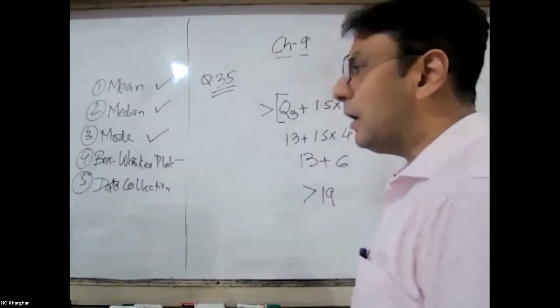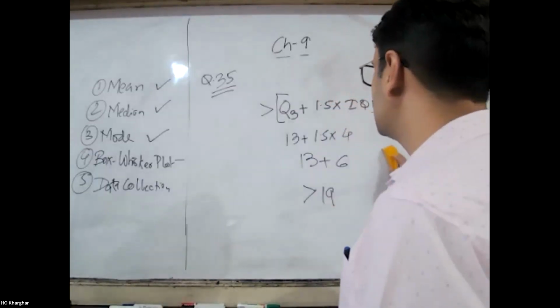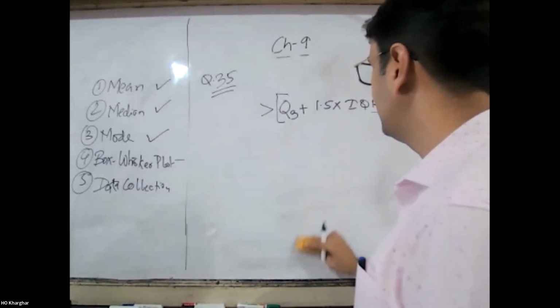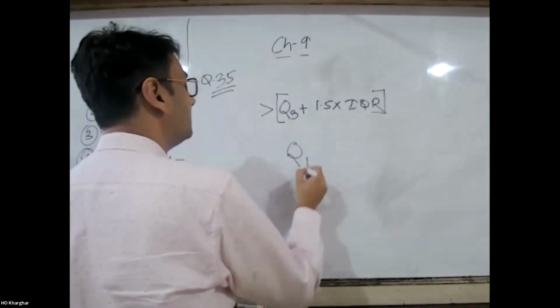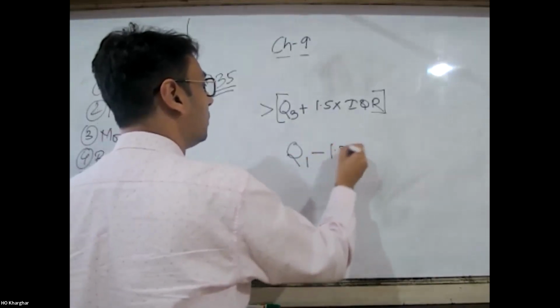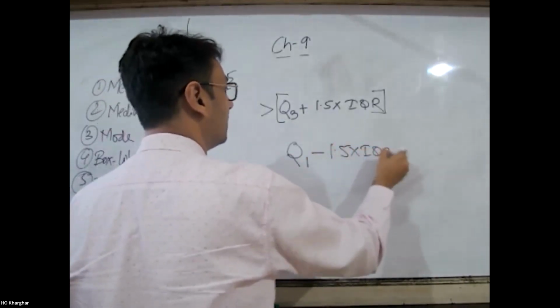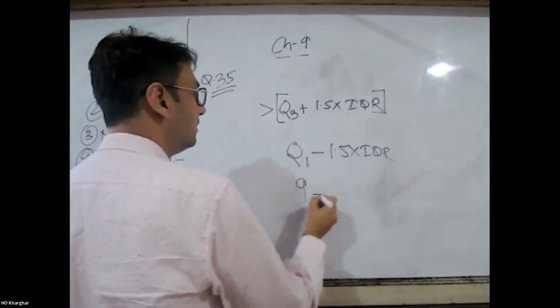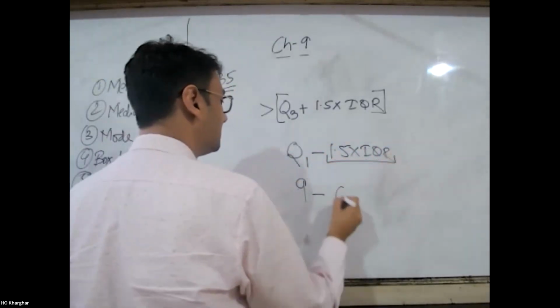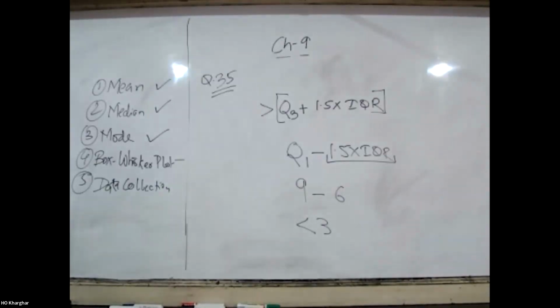Can you also find, in the same data, how many low outliers are there? How do you do that? That is Q1 minus 1.5 times IQR. Q1 is 9, and 1.5 times IQR is 6, so any value less than 3. There is no album which has less than 3 songs. So the answer is none.